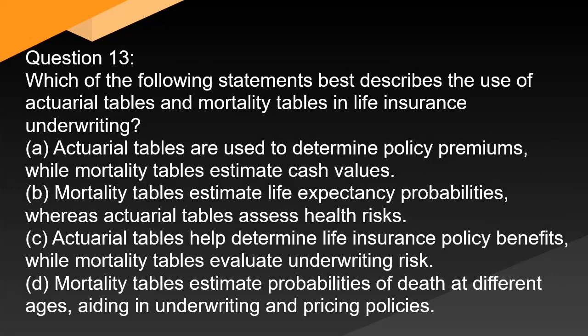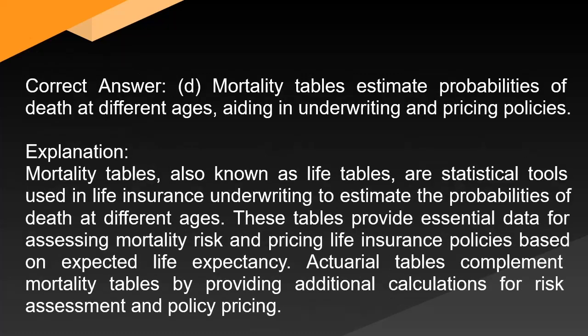Question 13. Which of the following statements best describes the use of actuarial tables and mortality tables in life insurance underwriting? Correct answer. D. Mortality tables estimate probabilities of death at different ages, aiding in underwriting and pricing policies.